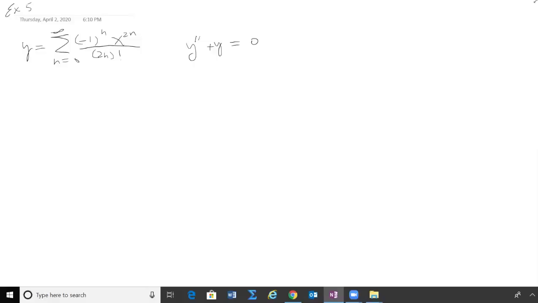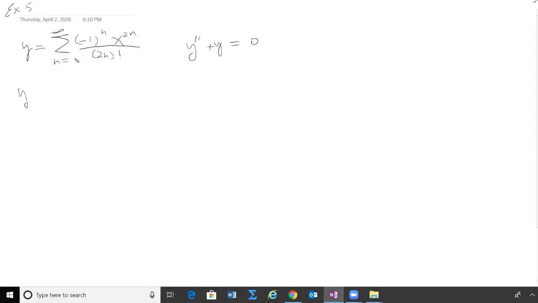Okay, one more here for the section. This is an example of a differential equation, and we want to show that this power series is a solution to this differential equation. So we're just going to find our derivatives, substitute into the equation, and see if it's true or not. So let's start off over here.